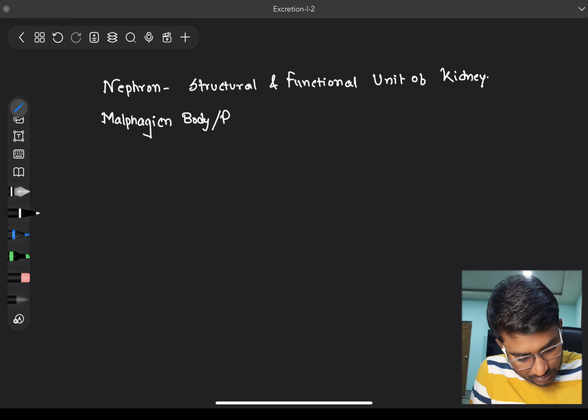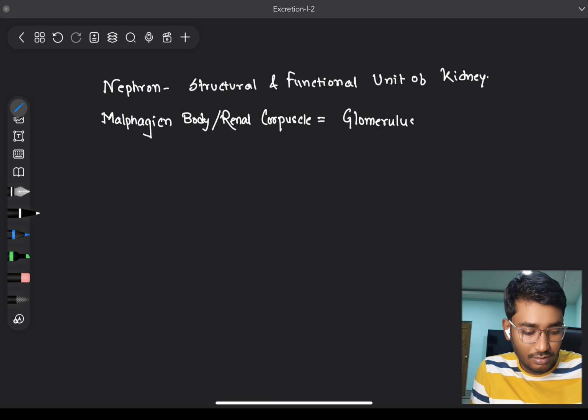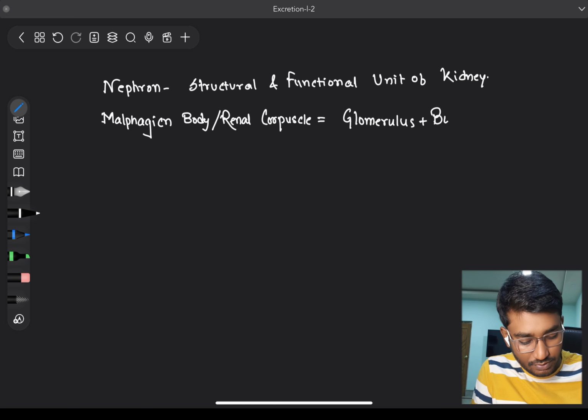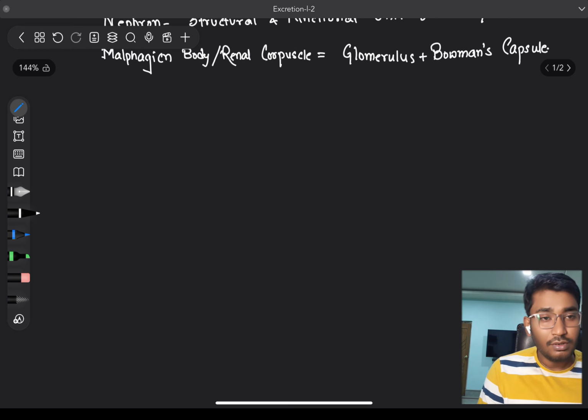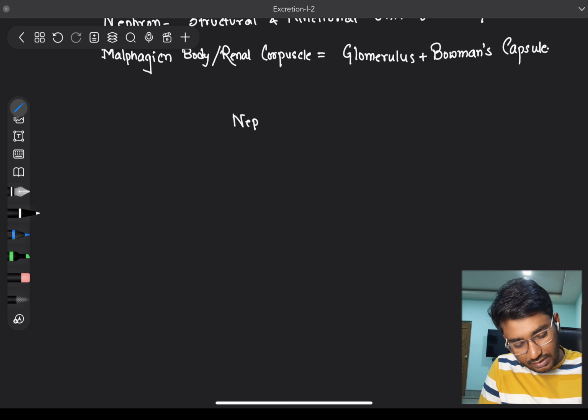The Malpighian body is equivalent to the renal corpuscle, and it is made up of the glomerulus plus the Bowman's capsule. That's the Bowman's capsule. Okay. Now we know the nephron are of two types.